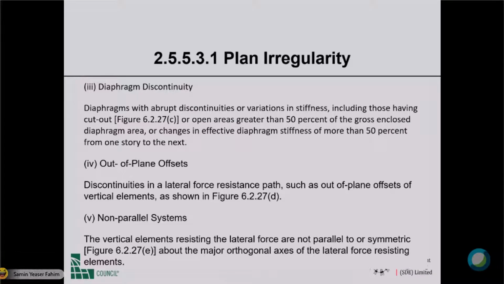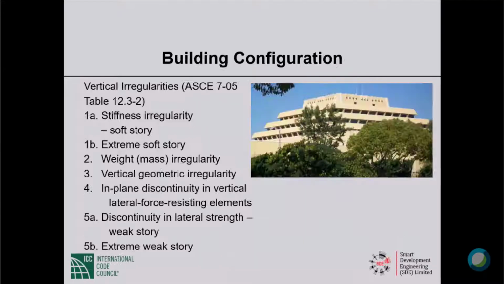So we will discuss the definitions, but with pictures and things. Diaphragm discontinuity, out-of-plane offsets, non-parallel systems. Okay. I will only say that the definitions are essentially the same as those in ASCE 7-05. Really no change.